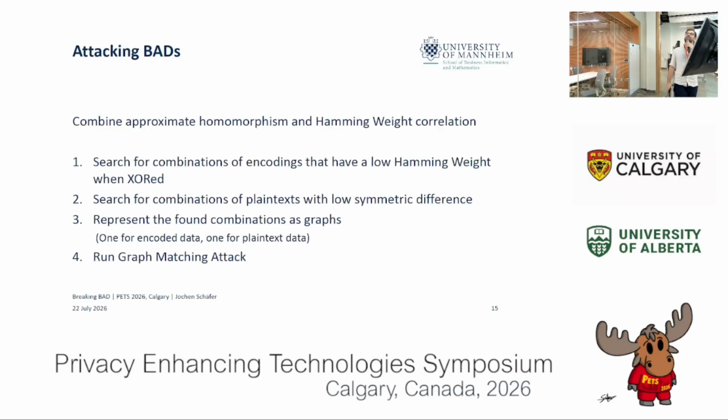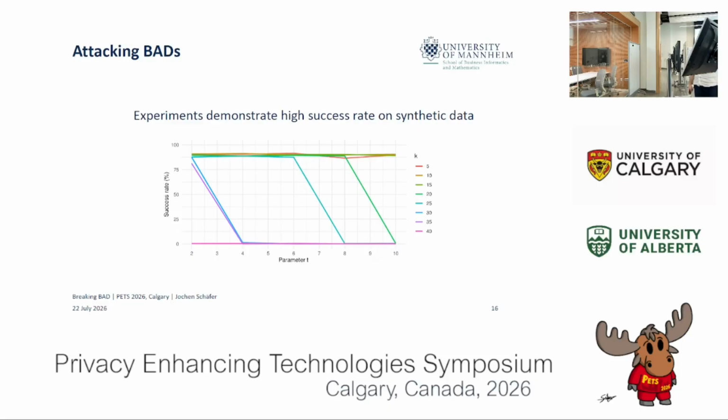We call this the homomorphism-based graph matching attack, because what it basically does is it searches for combinations of encodings, of Bloom filter encodings, that more or less result in the 0 vector, and then does the same with the plaintext, and then matches that. And we end up with a slightly different form of the graph matching attack that we saw in the beginning. So these things are unfortunately very insecure.